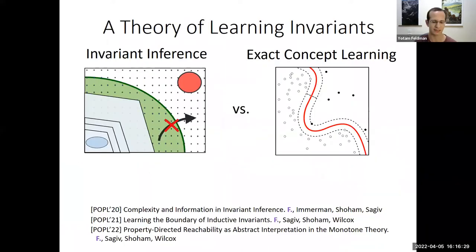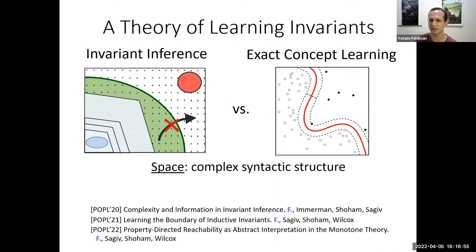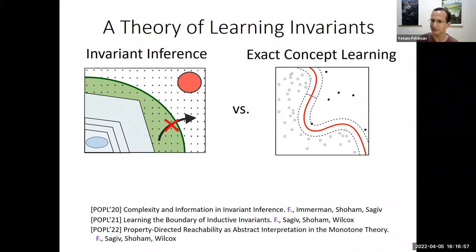So ever since, I've been trying to develop our first attempt of a theory of invariant inference algorithms, modern invariant inference algorithms, that's founded on the classical learning theory, specifically exact concept learning with queries, Angluin style, if you're familiar with that, building on the fact that invariant inference is not unlike classification, but it's not quite classification.